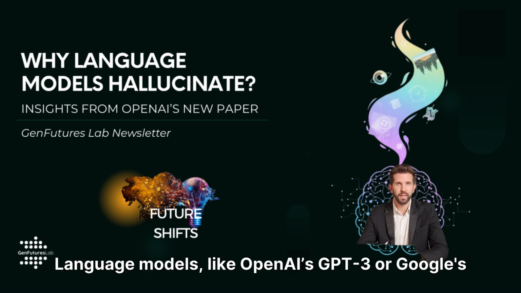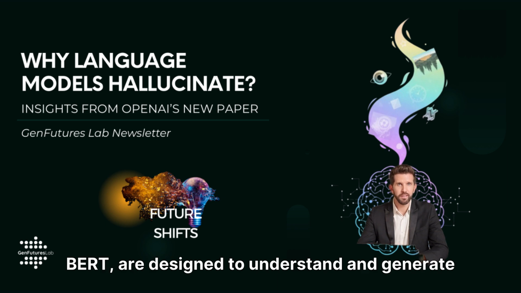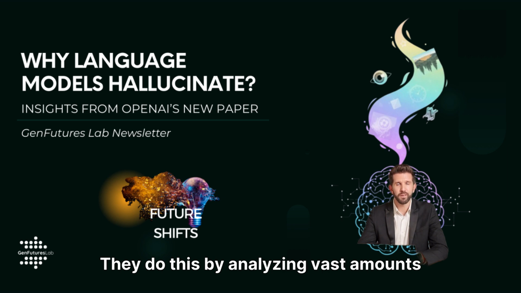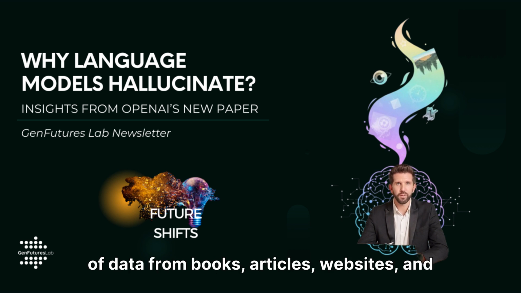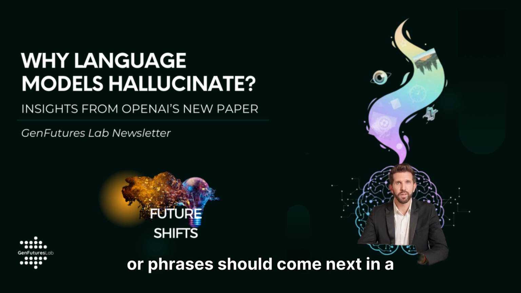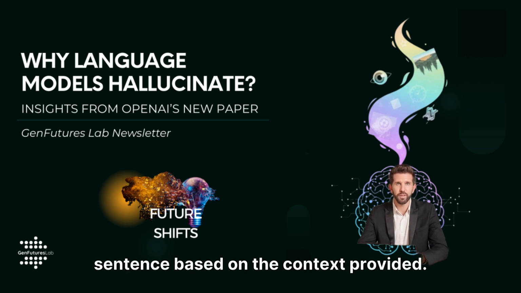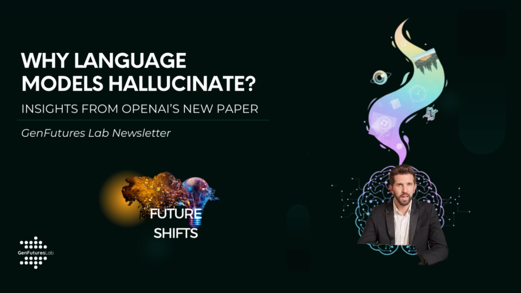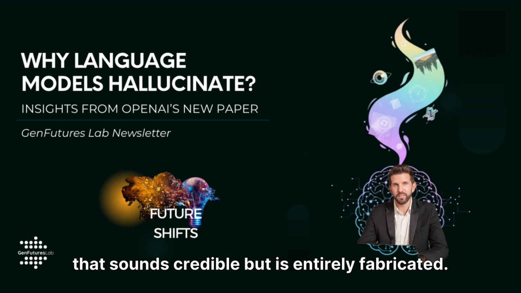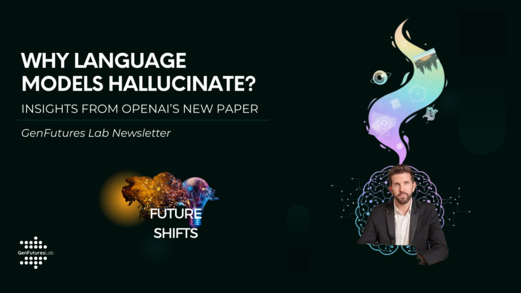Language models, like OpenAI's GPT-3 or Google's BERT, are designed to understand and generate human-like text. They do this by analyzing vast amounts of data from books, articles, websites, and more. The goal is to predict what words or phrases should come next in a sentence based on the context provided. However, sometimes these models can generate information that sounds credible but is entirely fabricated. This is what we call hallucination.